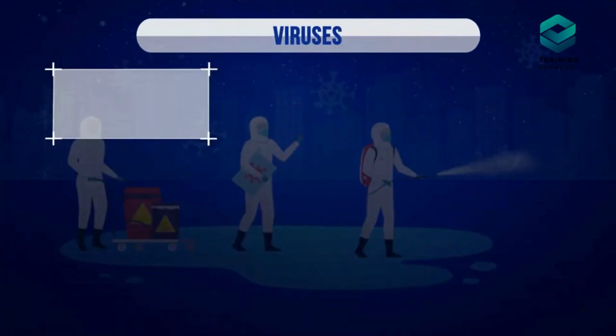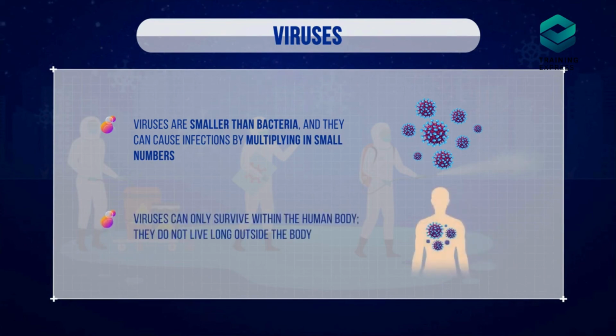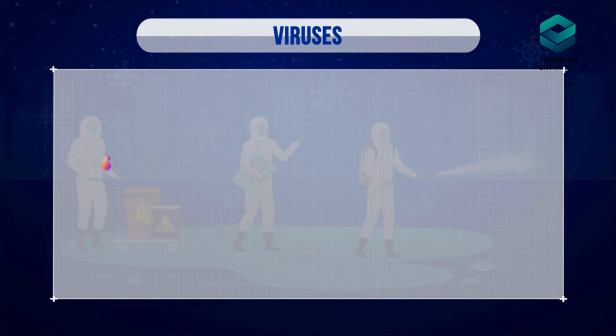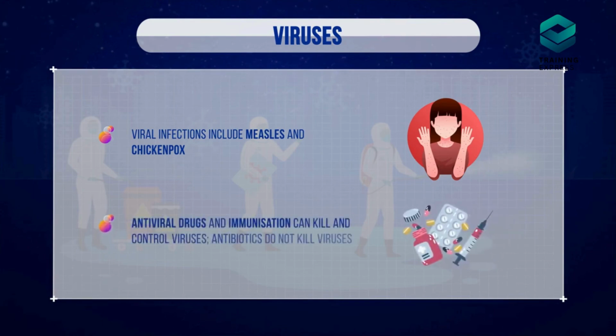Now let's look at viruses. Viruses are smaller than bacteria, and they can cause infections by multiplying in small numbers. Viruses can only survive within the human body. They do not live long outside the body. Viral infections include measles and chickenpox. Antiviral drugs and immunization can kill and control viruses. Antibiotics do not kill viruses.